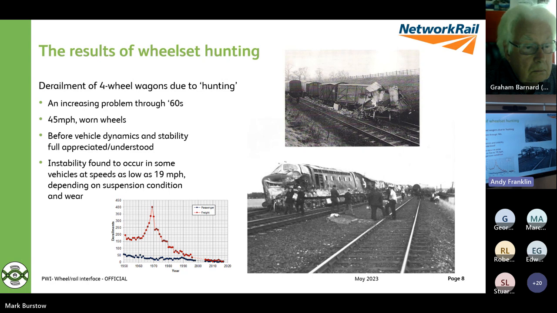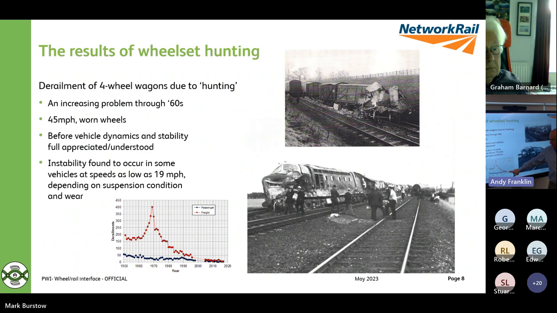So it was only through this period, through the 1960s, when vehicle dynamics research really started to take place and we started to understand what was causing this and started to put in place measures to combat it and better design of vehicle suspensions. So the point where we are now, where the number of derailments we have are down into the handful that we get a year. This was one of the first ones that was investigated where really they didn't find anything that was particularly wrong with either the vehicle or the track.